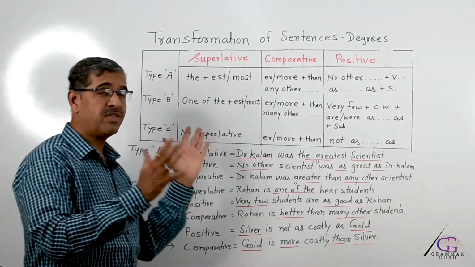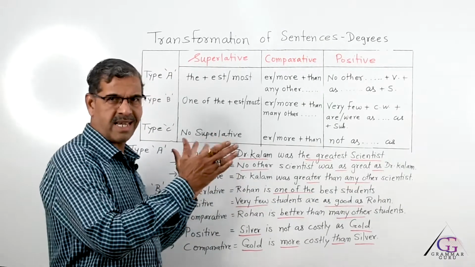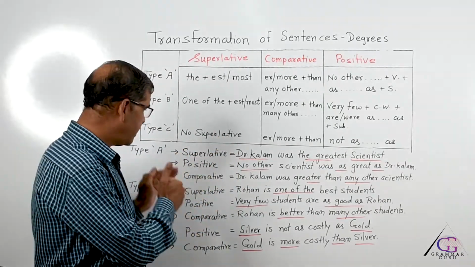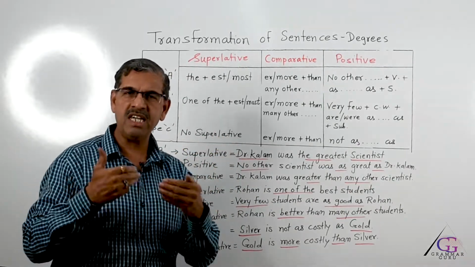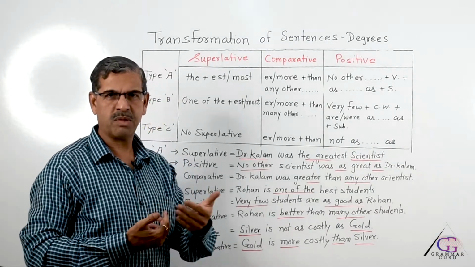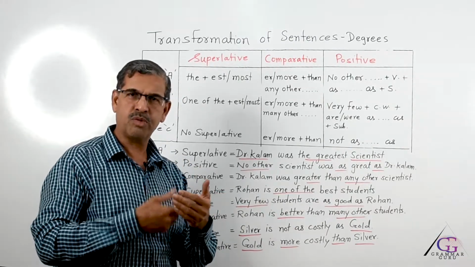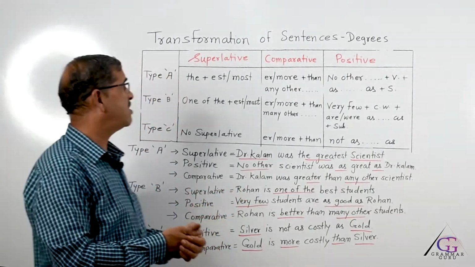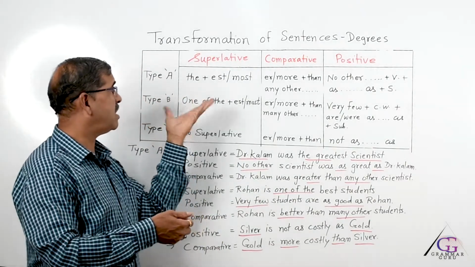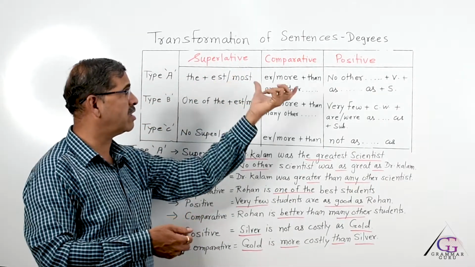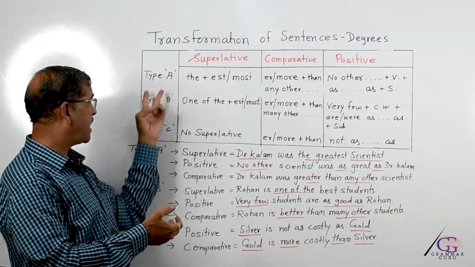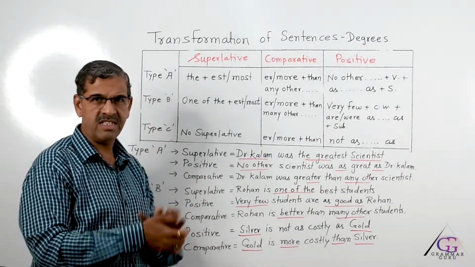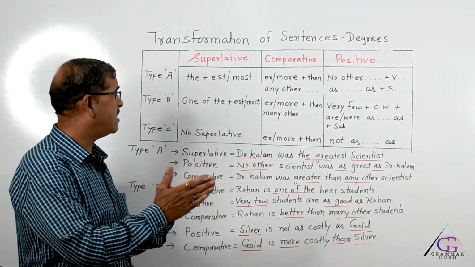So friends, let me first explain what this table is all about, and then we will discuss type A, type B, type C, all three types and their transformation from superlative to positive to comparative or vice versa. In the table, if you see clearly, there are three columns: superlative, comparative and positive, and type A, type B, type C is written. This table has to be read like this.